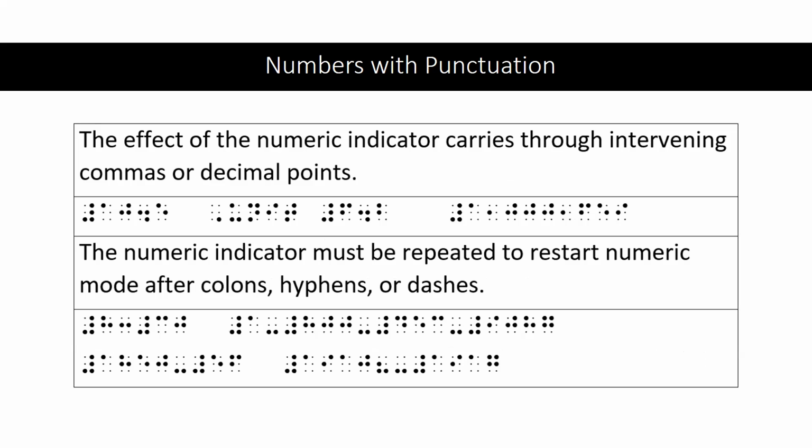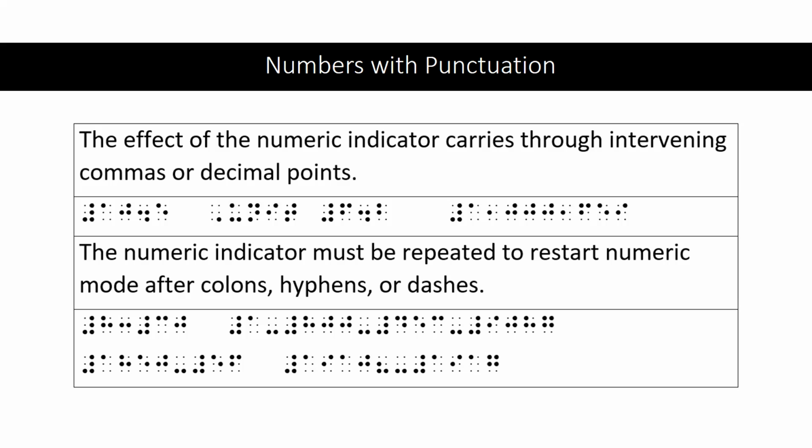And in numbers with punctuation, the numeric indicator works through intervening commas or decimal points, but it has to be started again after colons, hyphens, or dashes. So the first one down there would be like 8:30. So with time, we repeat that. With dates, or like the next one is an 800 number, notice that we have repeated the numeric indicator after every hyphen.